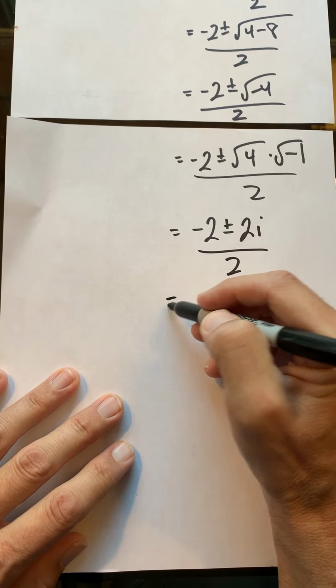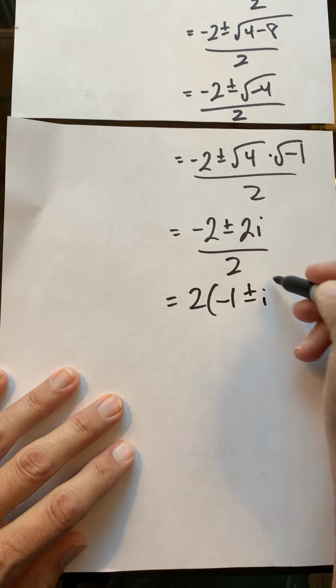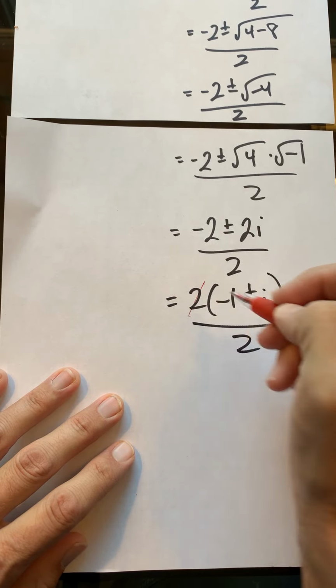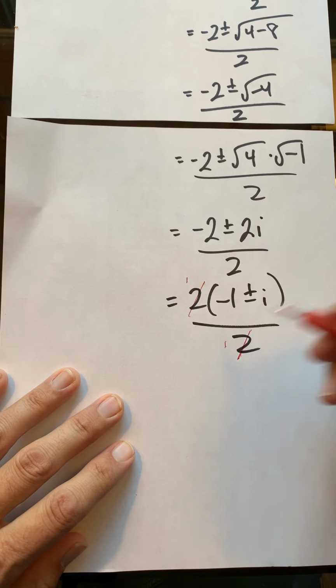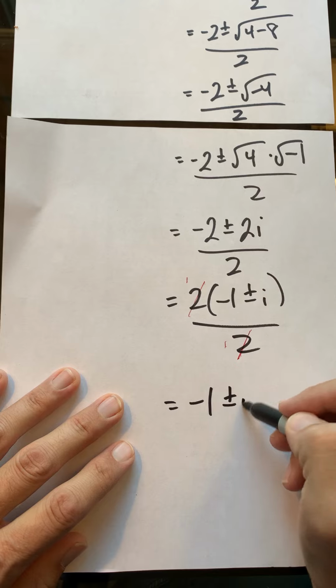And now I'm going to common factor a 2 out of the numerator. So negative 1 plus or minus i, over 2. And of course, when I do that, the 2's divide out. That 2 divides out with that 2 and becomes 1. And that leaves me with my answer, negative 1 plus or minus i.